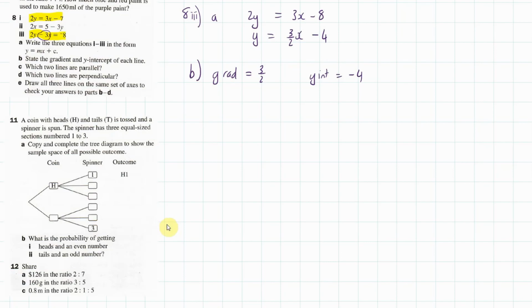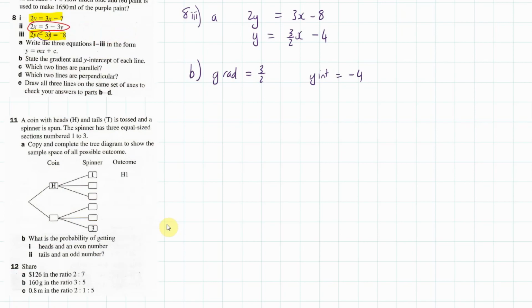Let me just quickly rearrange this other one. It'd be 3y equals minus 2x plus 5, and so y equals negative 2 over 3 x plus 5. Okay, so you can see that this one will have a negative 2 over 3, so this one here is going to be perpendicular to the other two.